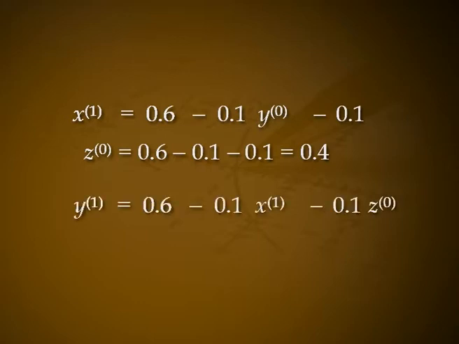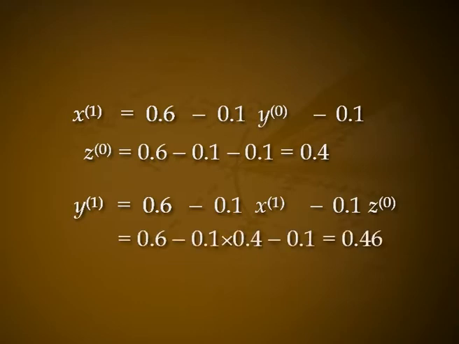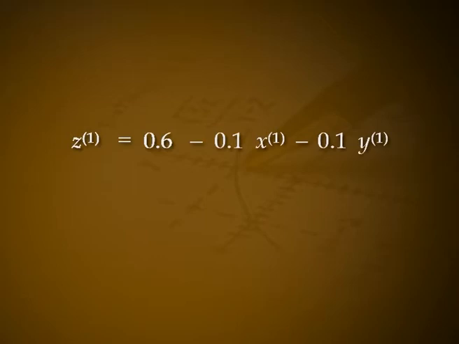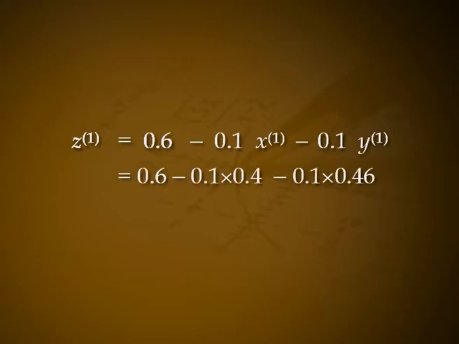y1 equal to 0.6 minus 0.1 into x1 minus 0.1 into z0, that is equal to 0.6 minus 0.1 into 0.4 minus 0.1, that is equal to 0.46, and z1 equal to 0.6 minus 0.1 into x1 minus 0.1 into y1, that is 0.6 minus 0.1 into 0.4 minus 0.1 into 0.46, that is equal to 0.514.